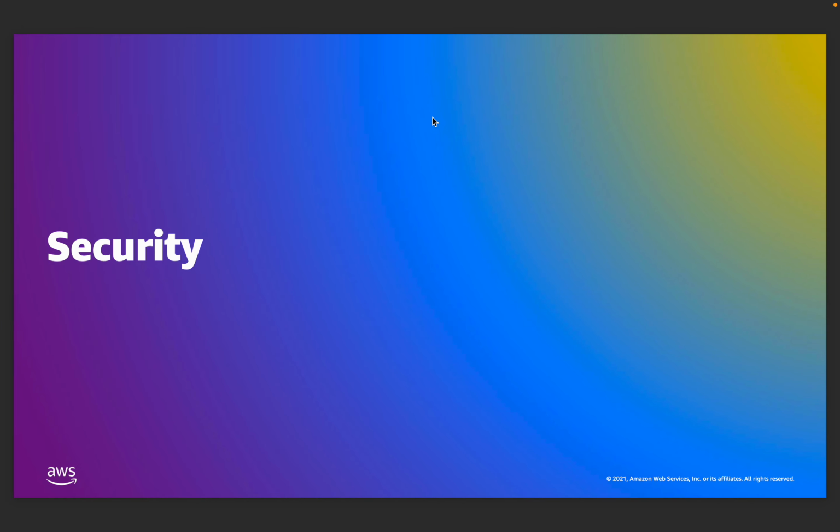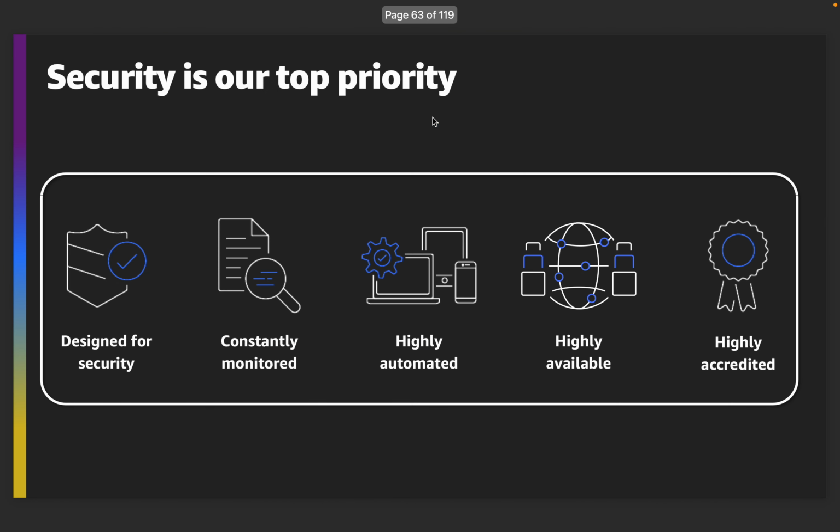Let's talk about security. Security is our top priority, as in the banking sector and in all organizations, and Amazon is very secure. It is designed for security, constantly monitored, highly automated, and highly available.